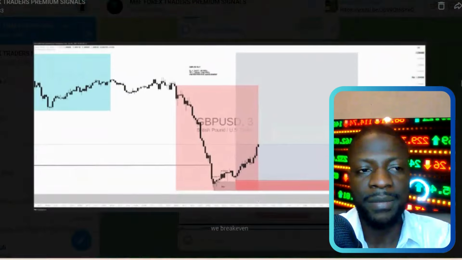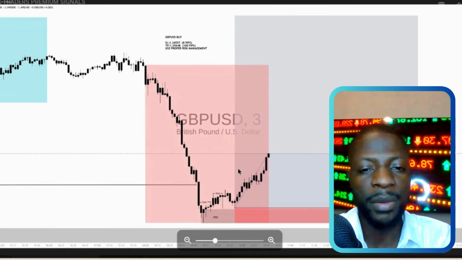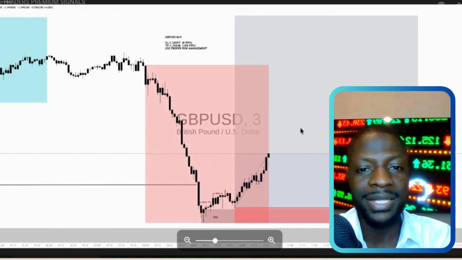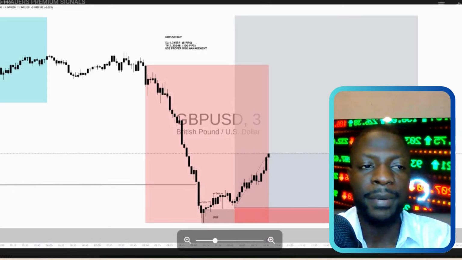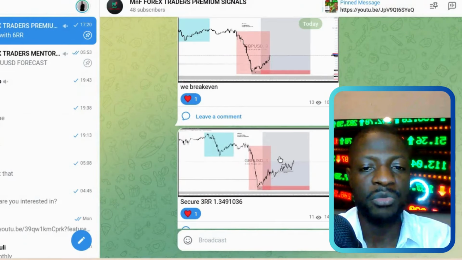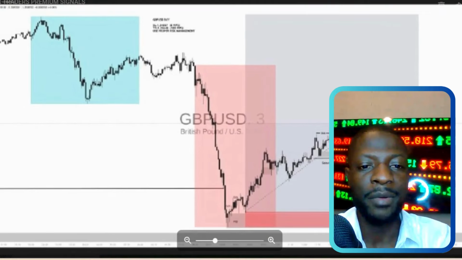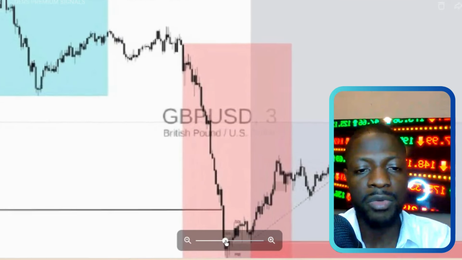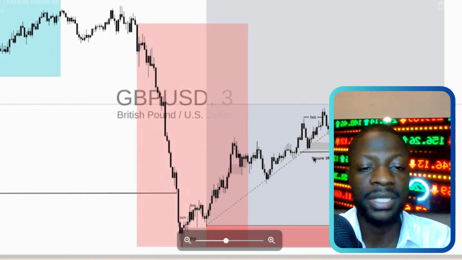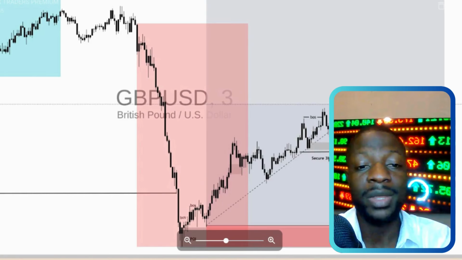And you can see that once the market started to move in our direction and we were in profit right here, I was able to ask the community to go break even. And apart from that, you can see that the market continued to move in our direction. And at this particular point, we secured about a 1 to 3 risk reward ratio by moving our stop loss below here so that we get paid.